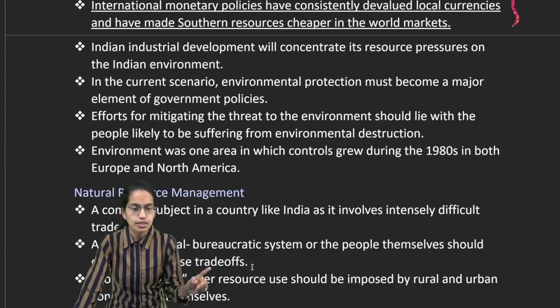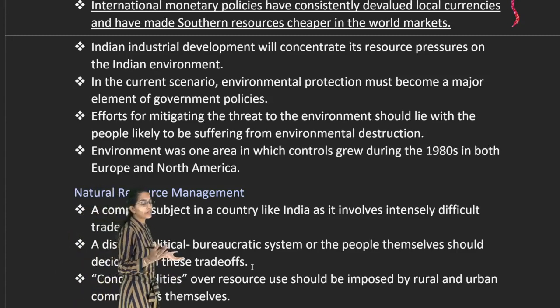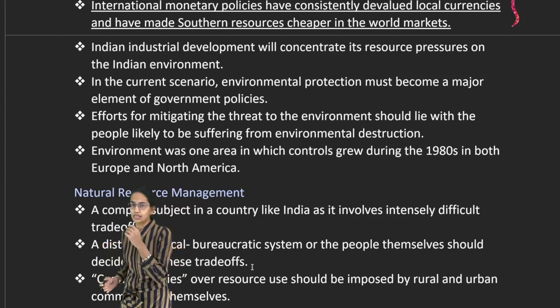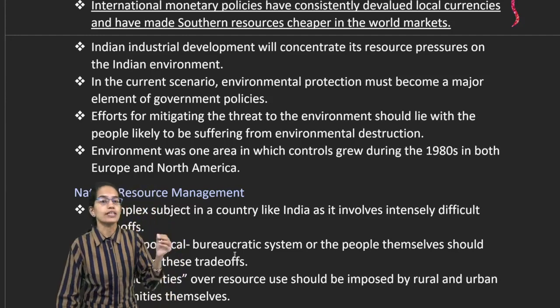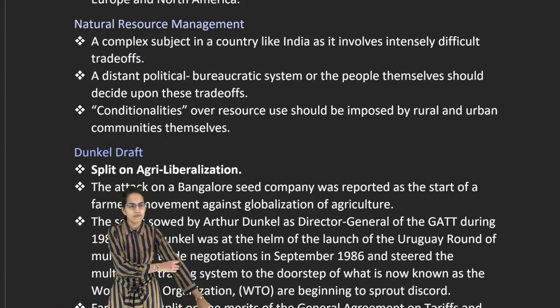But one important thing out of it is that when we are talking about industry-oriented agriculture, rather than subsistence agriculture, this would again have a deeper impact on the environment. The next is management of natural resources.